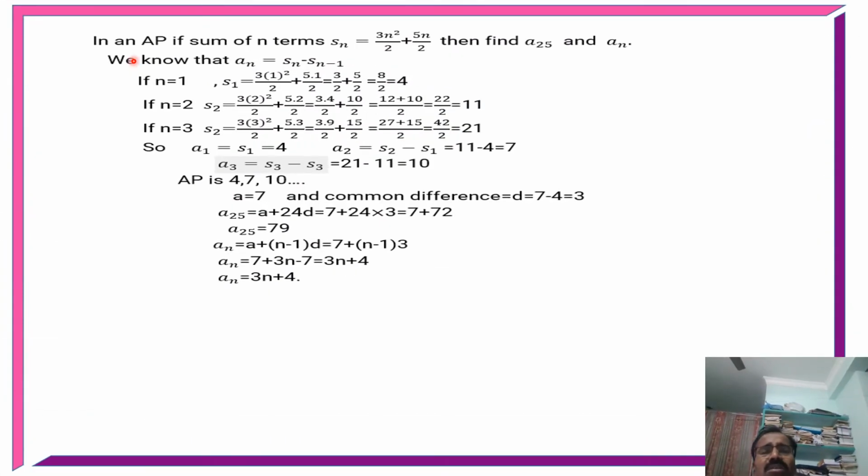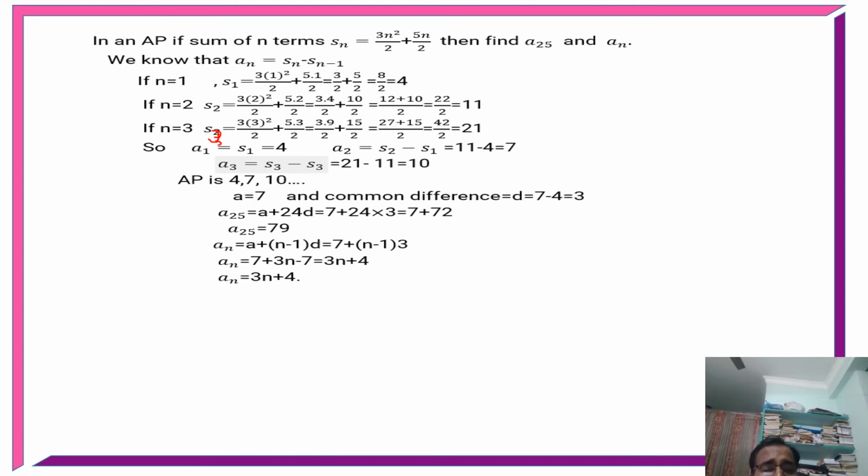Here, when Sn value is given, how to find A25 and An, let us discuss. The sum of the n terms, Sn, is defined as 3n square by 2 plus 5n by 2. We need to find A25 and An. To find A25 and An, first we should know S1, S2, S3. If we know S1, S2, S3, we can find the value of A1, A2, A3 by using the formula An equals Sn minus Sn minus 1.